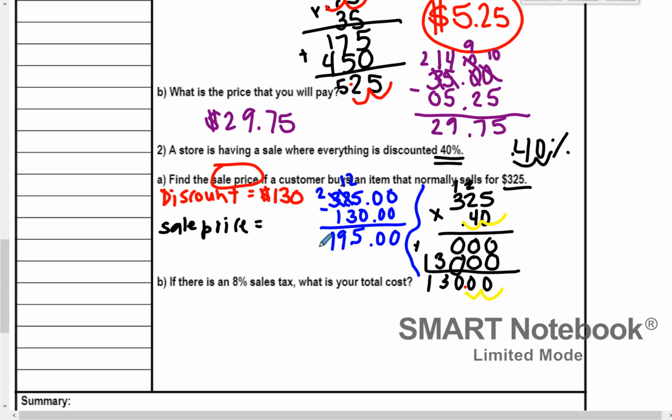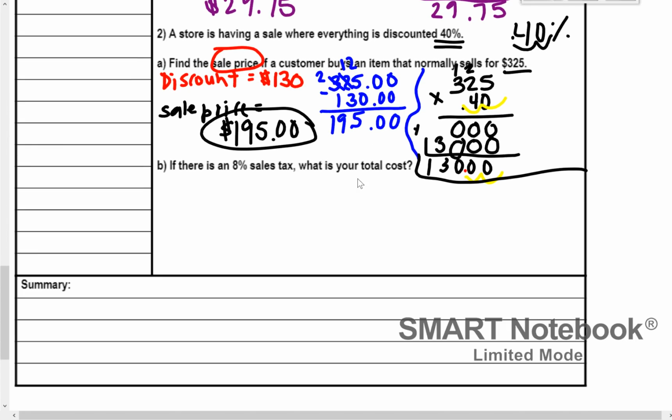What this means is that our sale price for this item is going to be $195. And that would be our final answer for part A. Right. We just have one more part, and then we are done with our notes for today. If there's an 8% sales tax, what is your total cost?